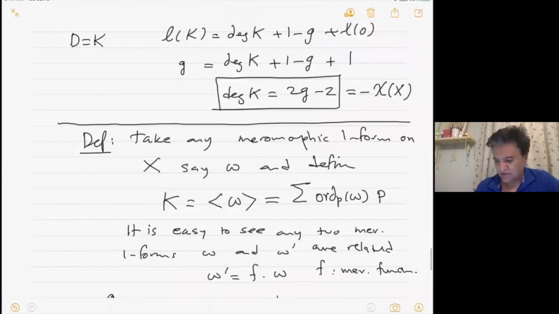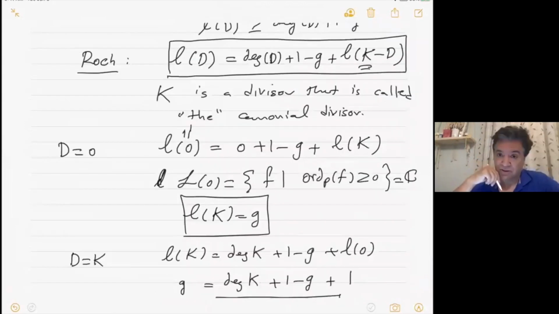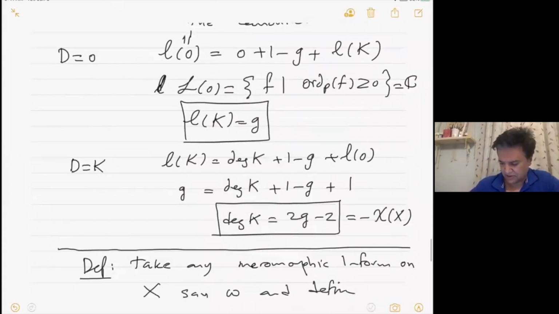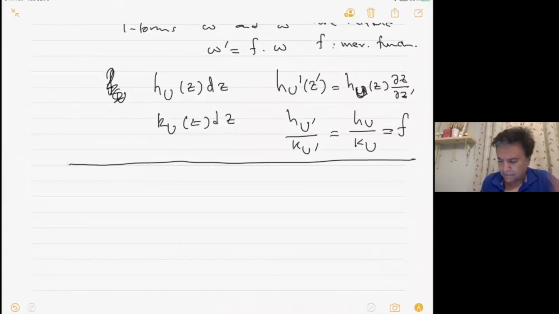Okay. So now I have defined everything in the Riemann-Roch formula, and what remains is how to prove it. But before going into the proof, I want to tell you a few applications of Riemann-Roch. Actually, maybe just one application. Let me tell you a little bit about this meromorphic one form.